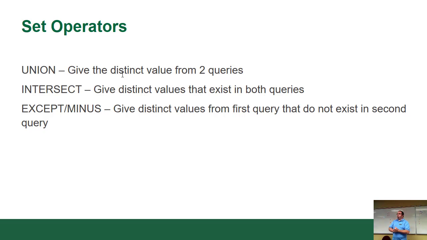Now, set operations means you're operating on two separate sets of data at the same time. It's not the same thing as a join. A join is creating one set of data from two sources. What the set operators do, they operate on two sets of data at the same time.